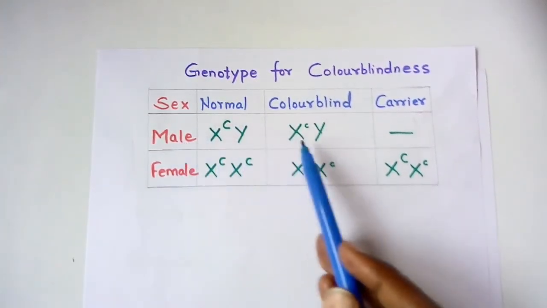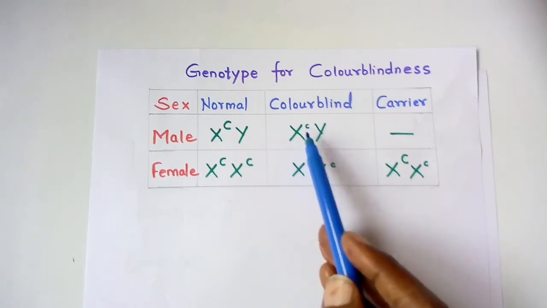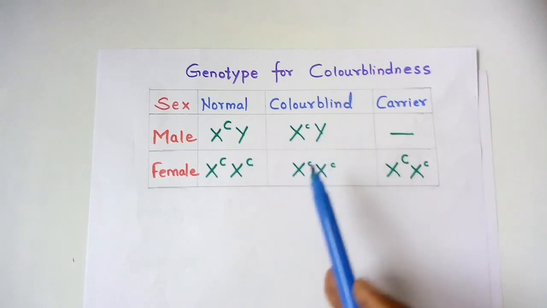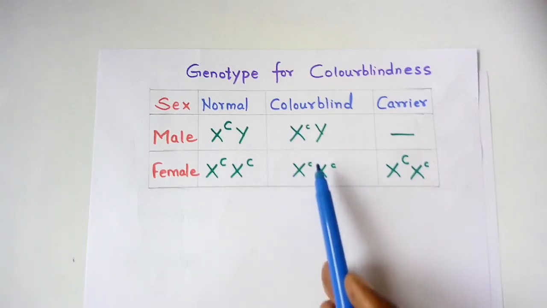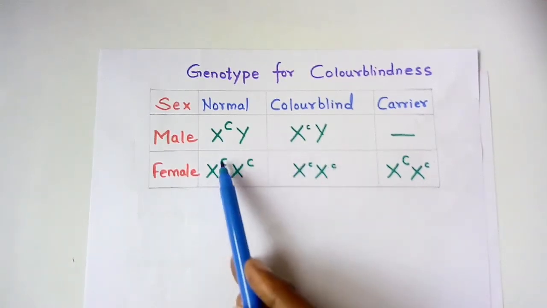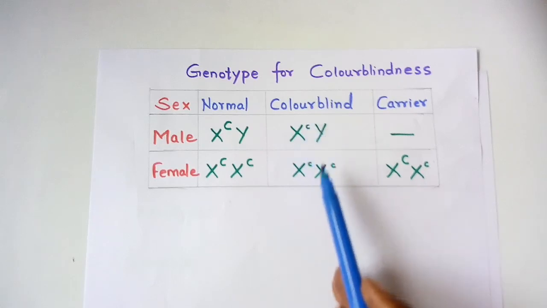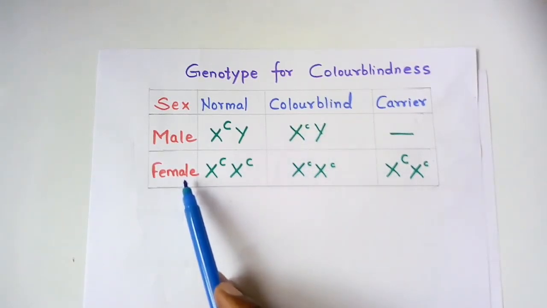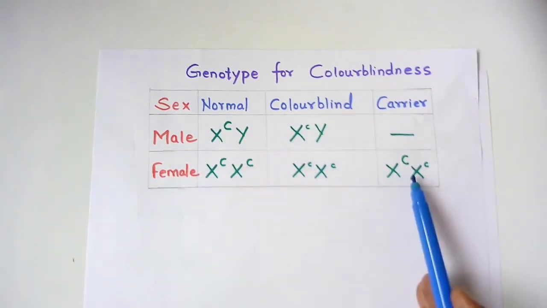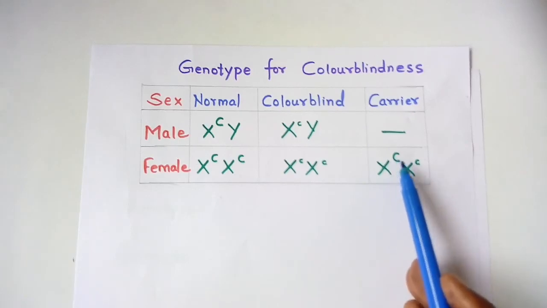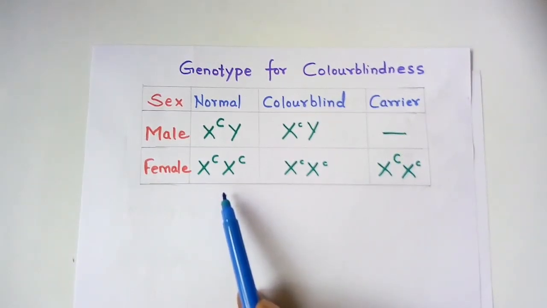A color blind male will have the gene on the X chromosome, but this is small c, and a normal Y chromosome. Whereas a color blind female will have genes on both the chromosomes, and these are recessive genes, whereas the others are dominant genes. So this is the recessive gene for a colorblind male. These are recessive genes for a colorblind female. Generally, males are not carriers. Females are carriers and they carry one dominant gene and one recessive gene. So this is the genotypic chart for color blindness.